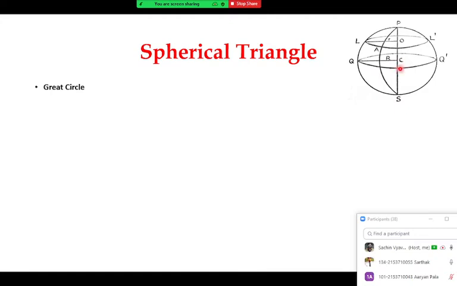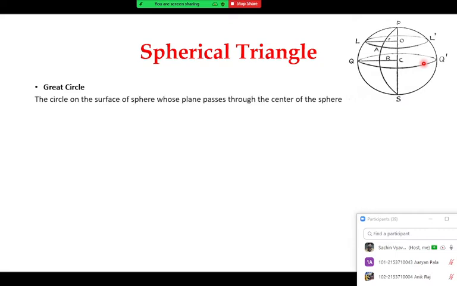Yes, correct. But I will tell you, which one is a great circle in this figure? PS. Okay, but PS I have not drawn as an entire circle there. So QQ dash is the correct answer right now, because QQ dash is the entire circle we drew, and that is a great circle. Now the definition of a great circle is like this: a circle whose plane passes through the center of the sphere is known as a great circle. So obviously it is the maximum radius circle we can draw on the surface of the sphere. That is a great circle here. So QQ dash is the correct answer here.